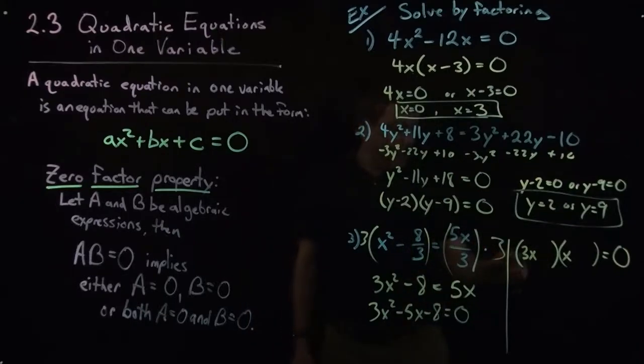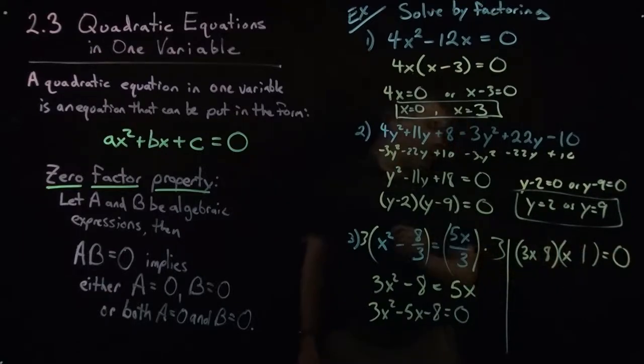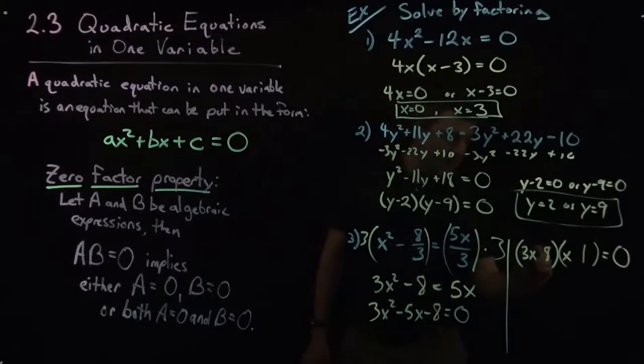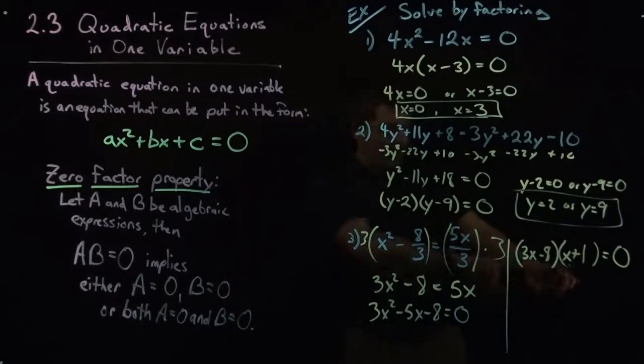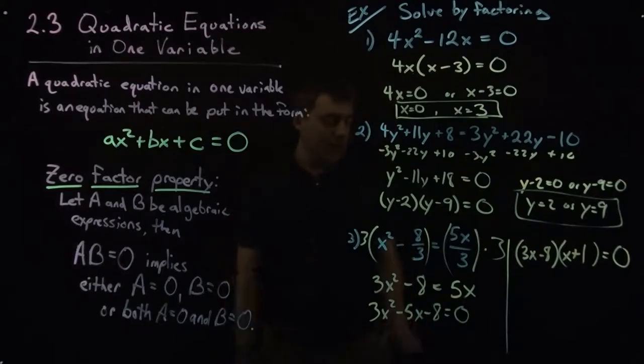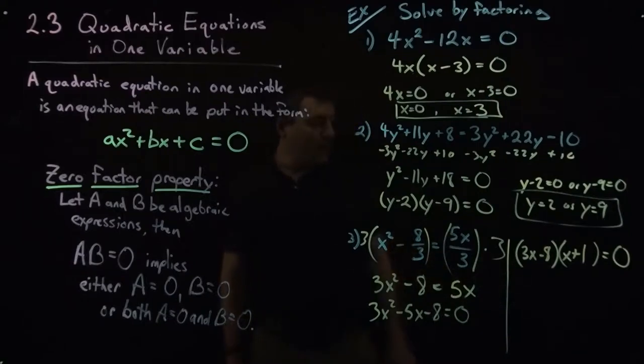Let's see. So 1 and 8, 8 and 1. Yeah, 8 and 1, I believe, is going to work. So we need it to be negative, so negative 8 and plus 1. I believe that's going to do it, right? Because when we multiply the outside and the inside, we get plus 3x minus 8x gives us negative 5x. So that's what we want. A negative 8 times positive 1 is negative 8. So that's going to work.